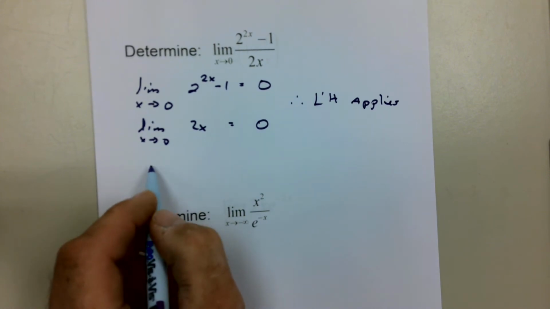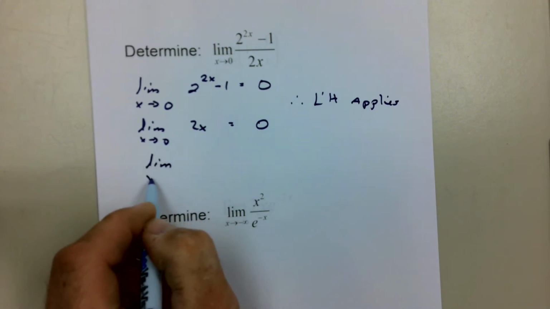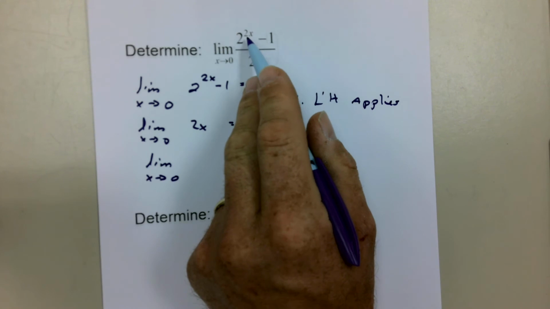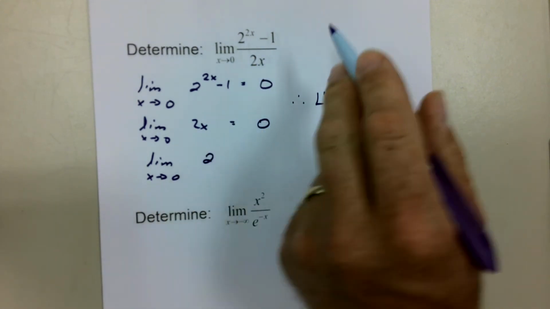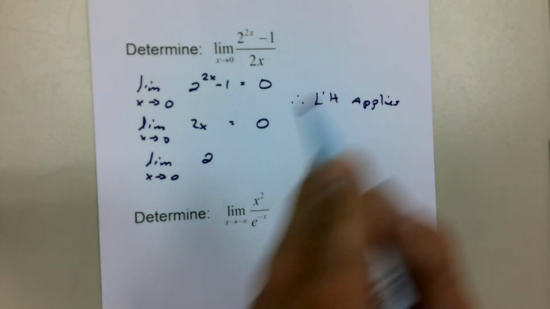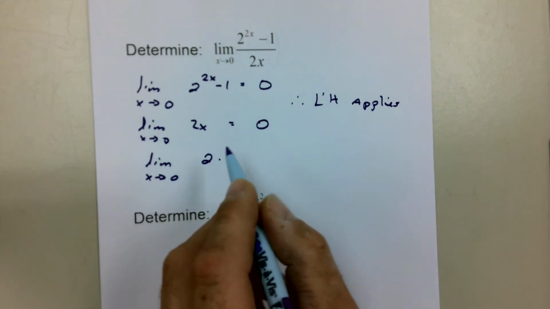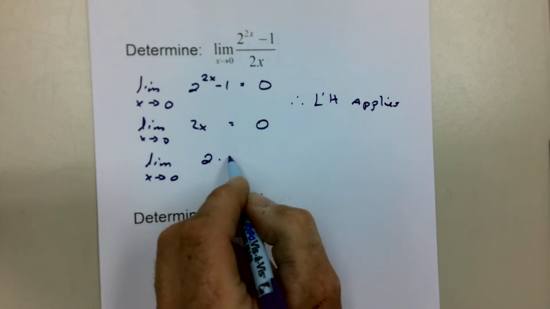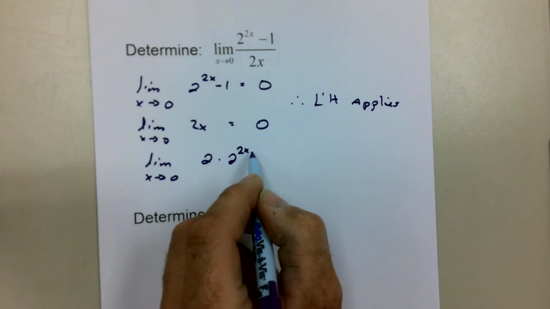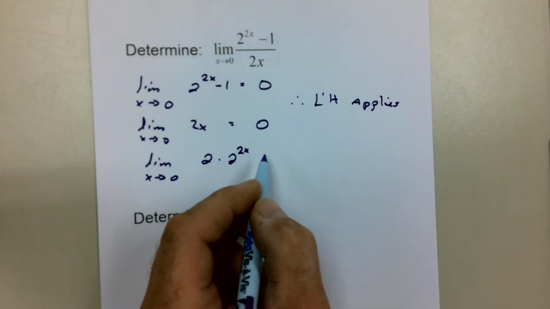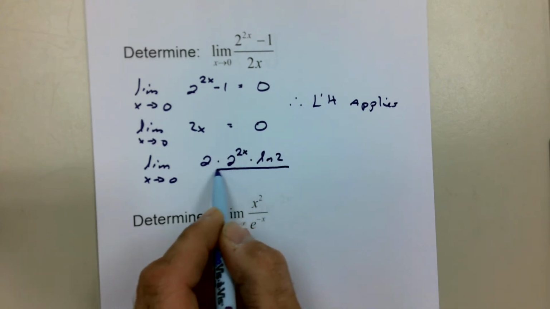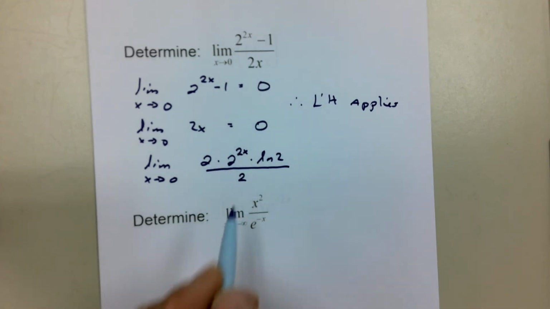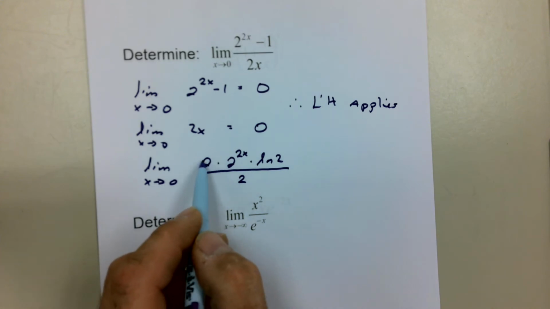And we can go ahead and find the derivative. So we have the limit as x goes to 0, the derivative of 2 to the 2x minus 1. We can either go off to the side and do an implicit differentiation, which I showed you, or if you remember the rule, we have 2 times 2 to the 2x times the natural log of 2, divided by the derivative of 2x, which is going to be 2. Our 2's will reduce there.